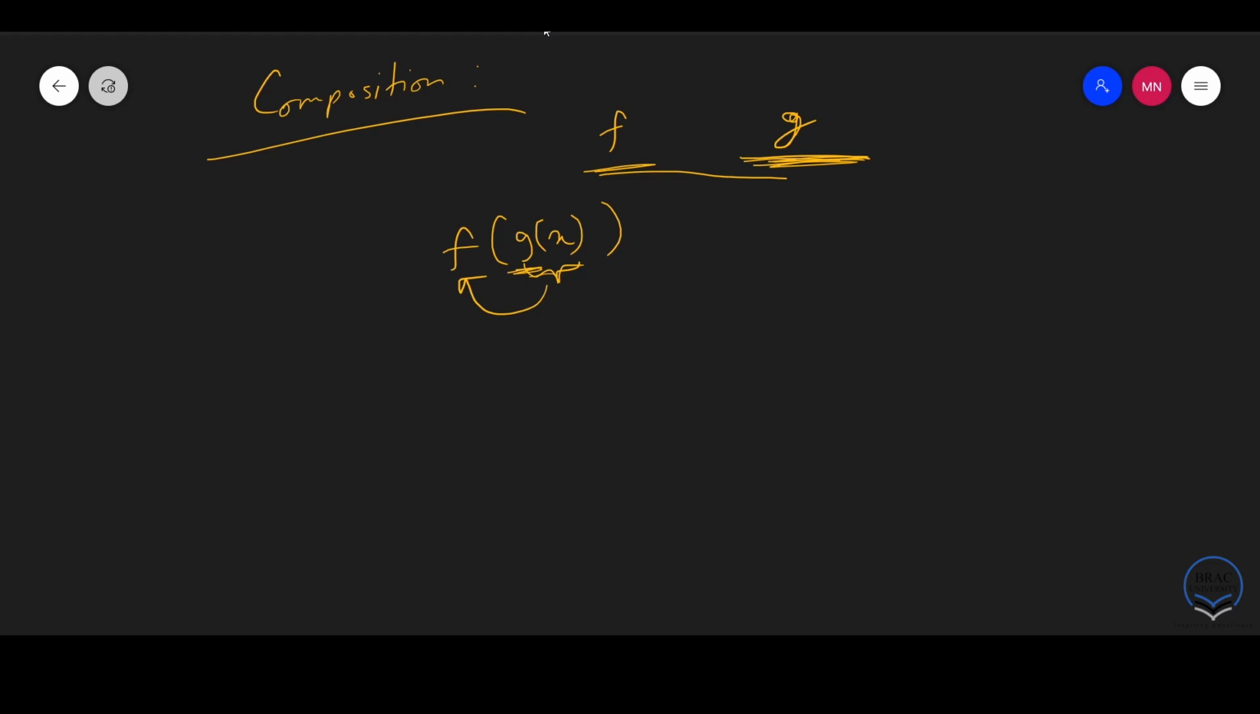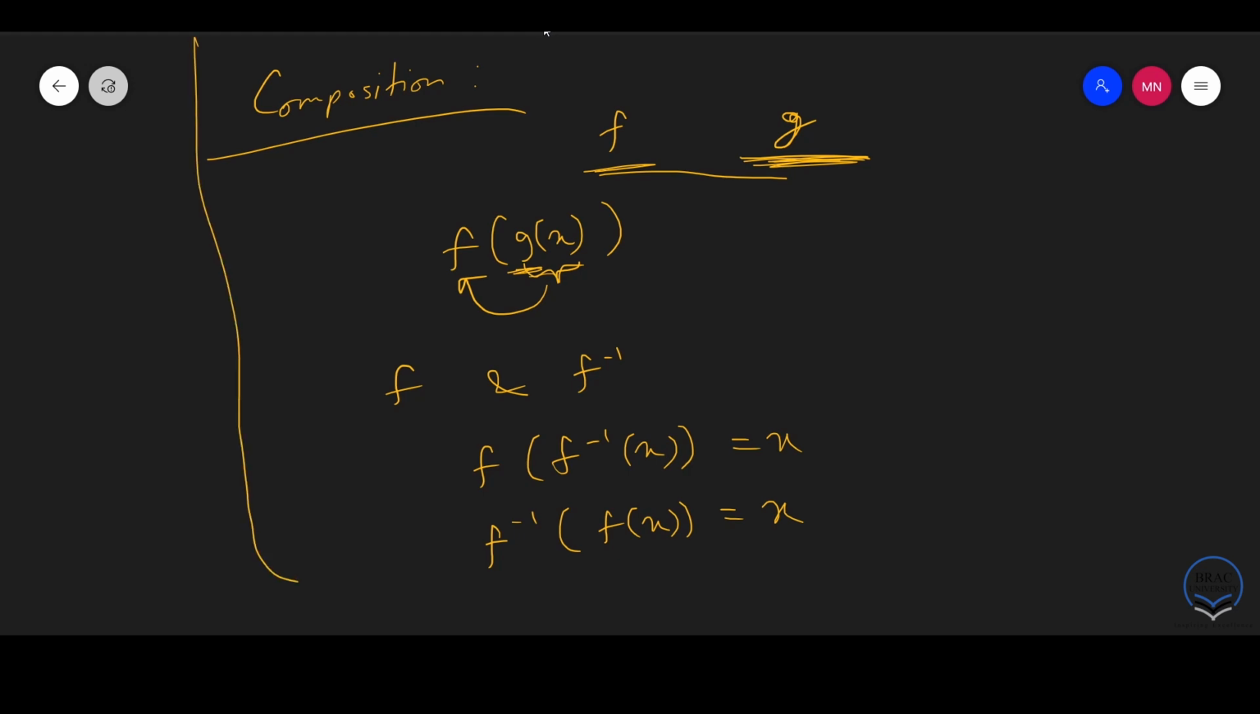And in this case, if we have a function and its inverse function, then we know that f of f inverse of x should be equal to x, and similarly f inverse of f of x should be equal to x. And we know that only one-to-one functions have an inverse function. Many-to-one functions do not have an inverse function. So that is all for the topic of functions.